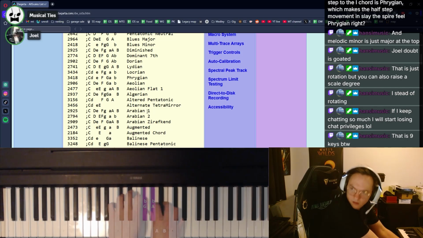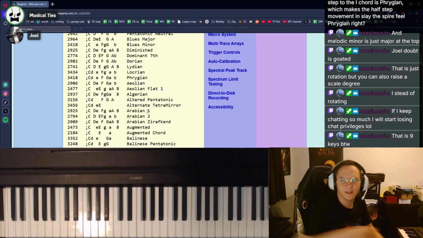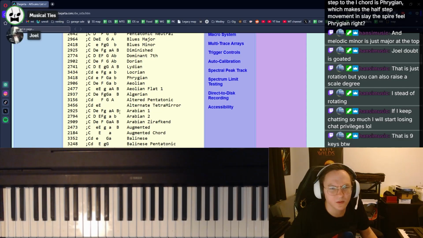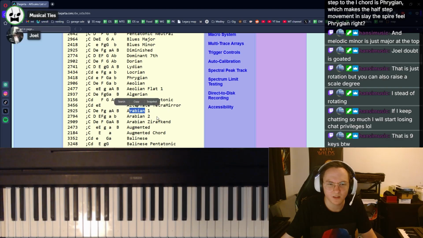So what's the mode? Is that slightly Arabic? When it starts like, I think that's, sorry, one sec. 1, 2, 3, 4, 5, 6, 7. Yeah, that's an 8-note scale, by the way. That's an octatonic scale. Arabian is octatonic. Maybe.